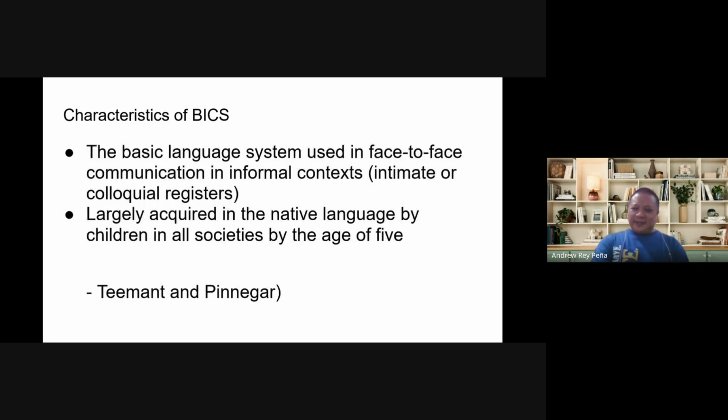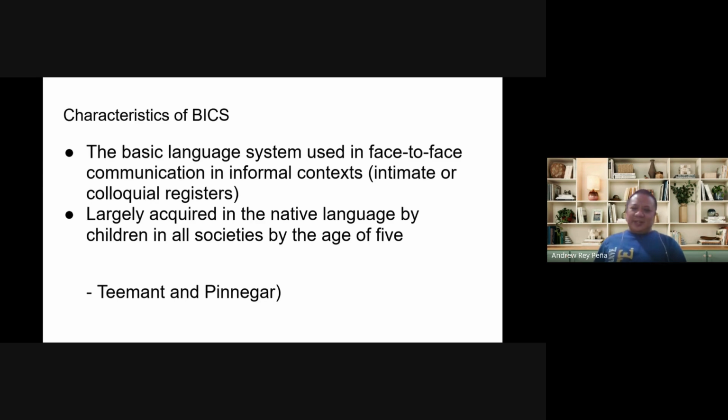So BICS, according to Tinmat and Pinegar, as they expound from Cummins, from Jim Cummins, involves the basic language system used in face-to-face communication in informal contexts. This could be intimate or colloquial registers. When we say registers, it's a variety of speaking. It's a style. So it's intimate or colloquial style.